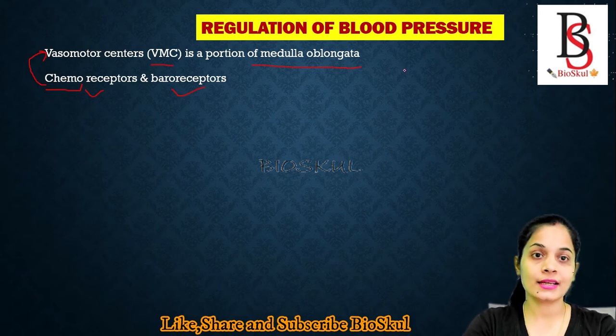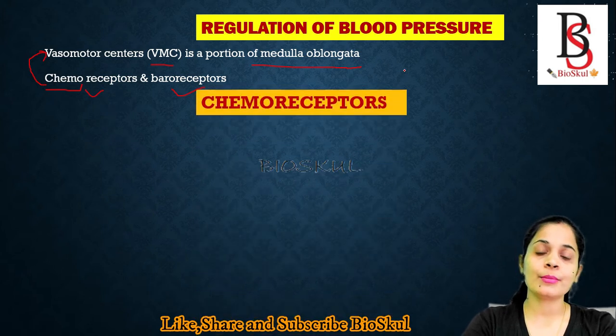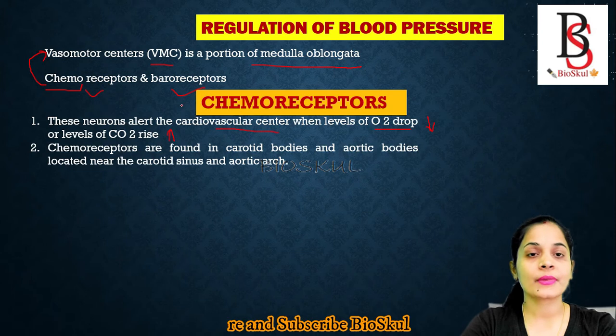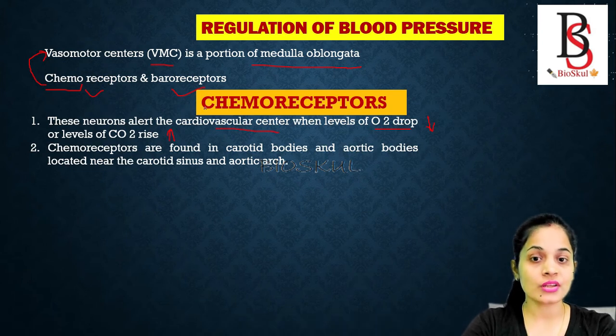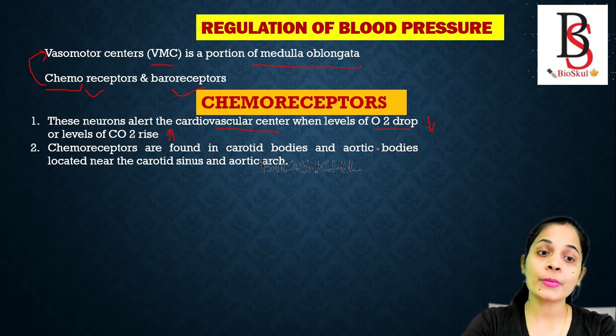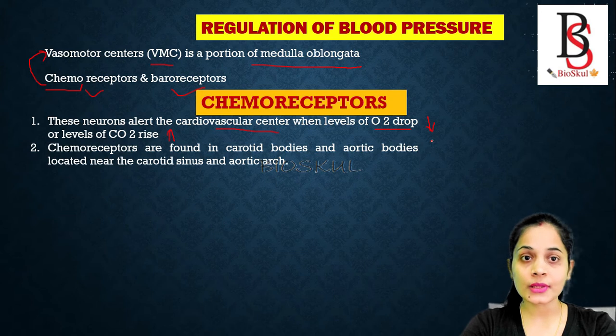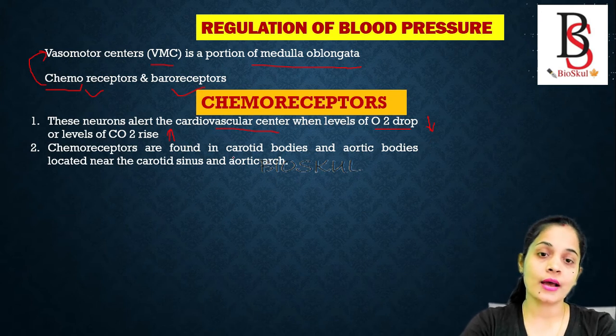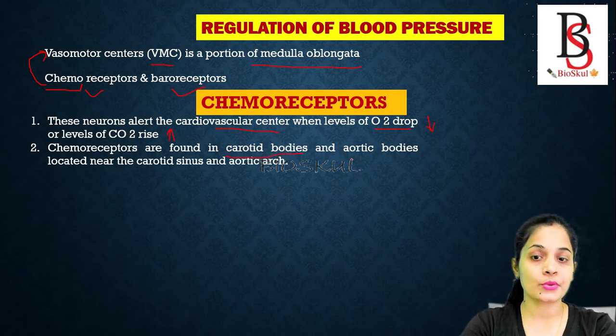We will see in details about it. First, we will see the chemoreceptors and how it regulates the blood pressure. Chemoreceptors are the sensory neurons and they alert the cardiovascular center when there is a drop in oxygen concentration and rise in carbon dioxide concentration. Now, where are the chemoreceptors located? Chemoreceptors are found in the carotid bodies and aortic bodies, which are located near the carotid sinus and aortic arch.